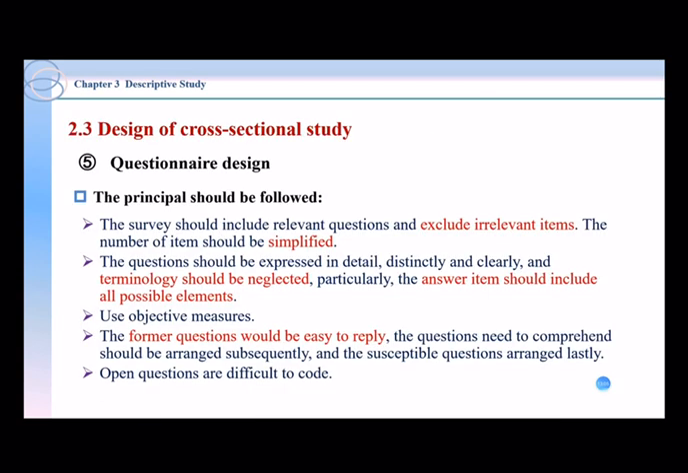Another principle that should be remembered is that open questions are very difficult to code. So we usually avoid open questions, and instead we use questions with options as much as possible.